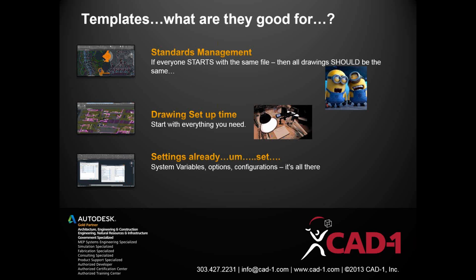There are over, ready for it, 750 settings in system variables inside of AutoCAD. Holy smokes, Warren. 750. That's close to 1 million. So there are over 750 settings and system variables inside of AutoCAD.